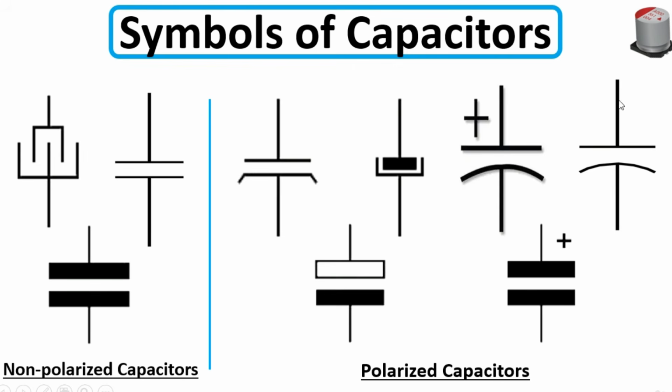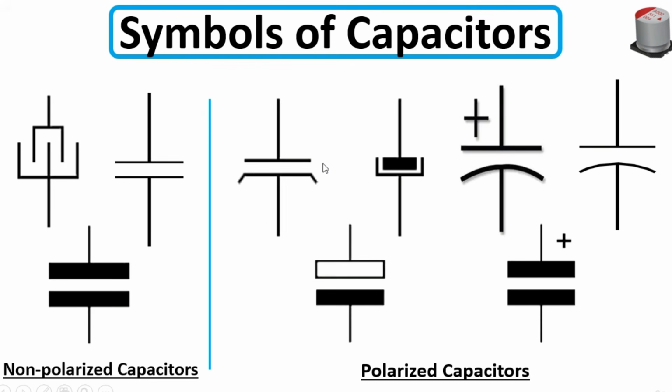Here, this is the symbol for a polarized capacitor, an electrolytic capacitor. Here we have plus and minus. Always the top terminal is the plus. So this is plus and this is minus, the positive terminal and the negative terminal. Here too we have plus and minus, the positive terminal and the ground terminal. Basically, these symbols are UK symbols, and those are US symbols.